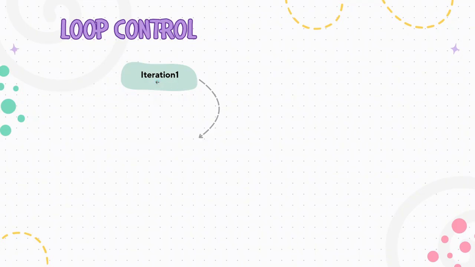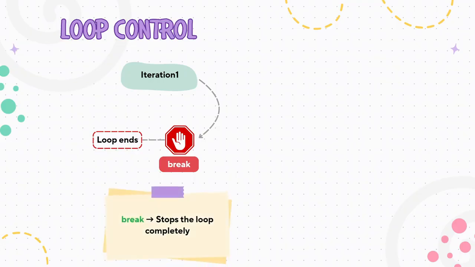Let's say we want to stop a loop after the first iteration. That is, after the loop has run one time, we want to stop it for some reason. Well, that's where the break statement comes in, and this is one of the tools that we will be using in loop control. If we want to stop the loop after a certain number of repetitions, we can use the break statement and it will stop the loop for us. So a break statement completely stops the loop.